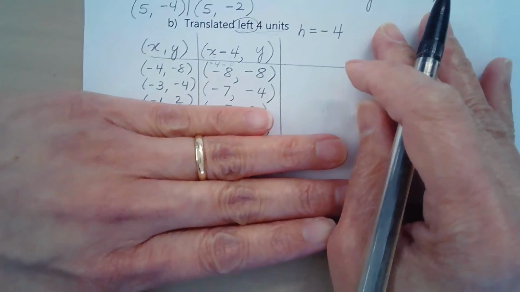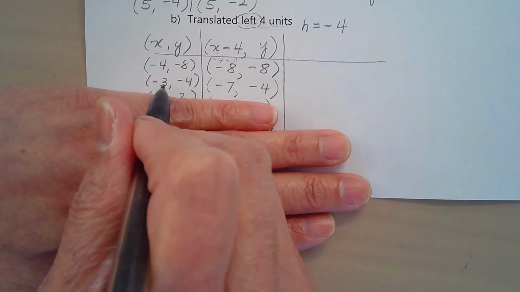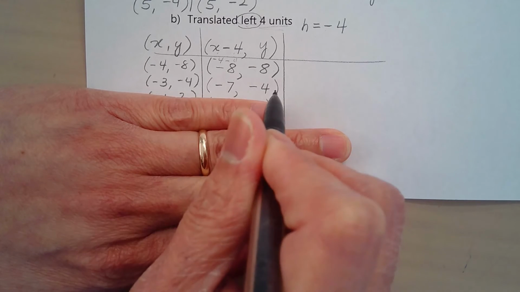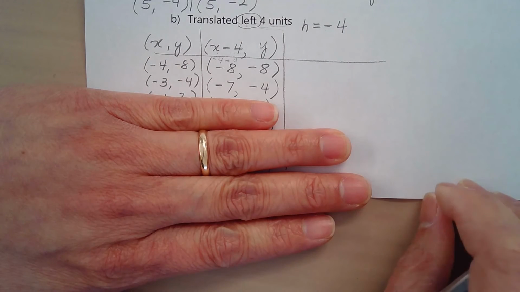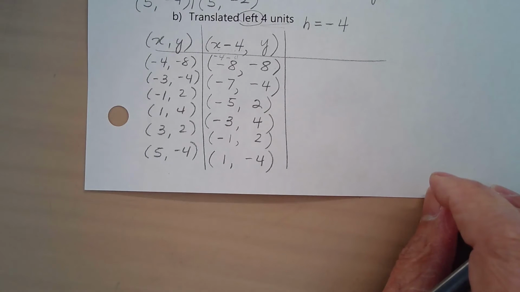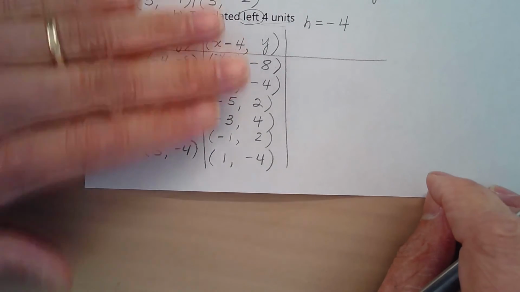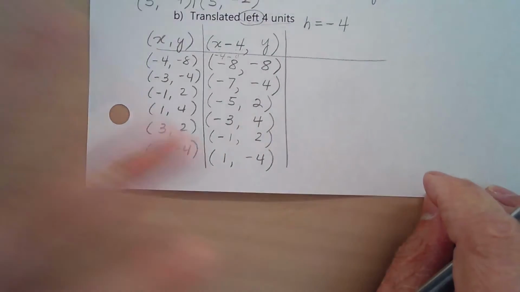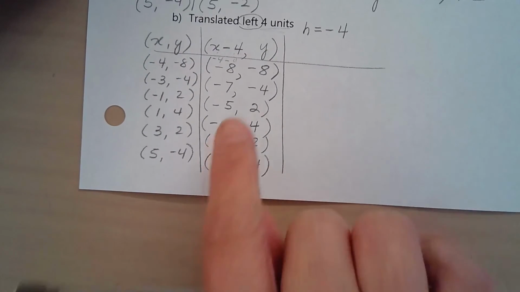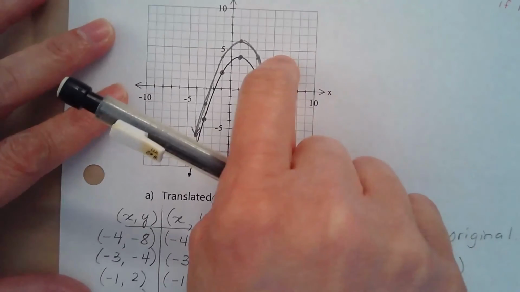And then you go here. If x is -3, minus 4 gives us -7. Y stays the same. So that's okay now? Okay, good. Is everybody okay? Baby steps. Good. Now that we have all these, is everybody okay with this part here? Now let's go ahead and graph it onto this grid.